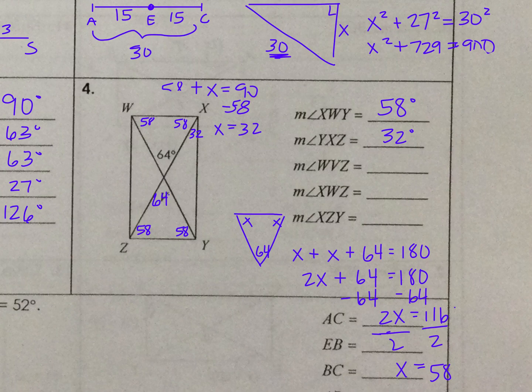WVZ. We're going for this angle. I like to think that this is a straight line. One side of our line is 64, and we don't know the other side. But we know a straight line is 180. 64 plus x, part plus a part, equals 180. Subtract our 64. We end up with x equals 116. So we know that side is 116. We know that the other vertical angle is also 116.